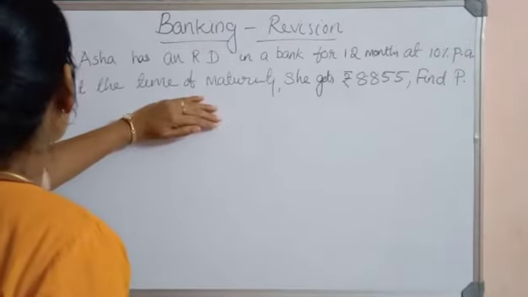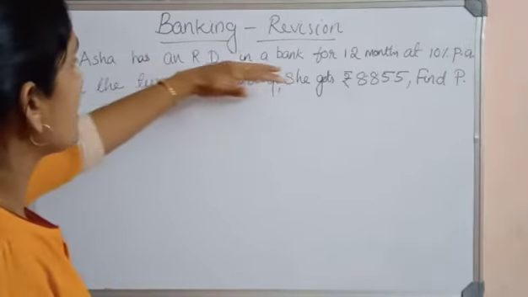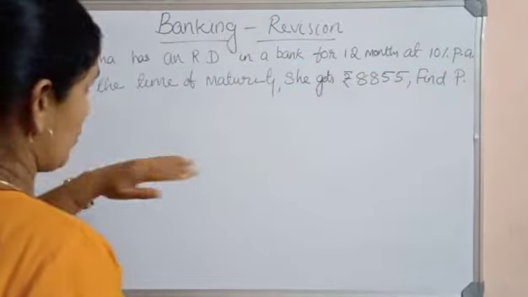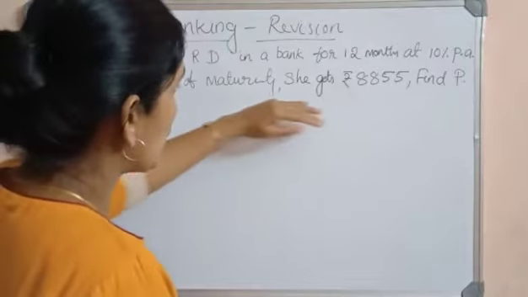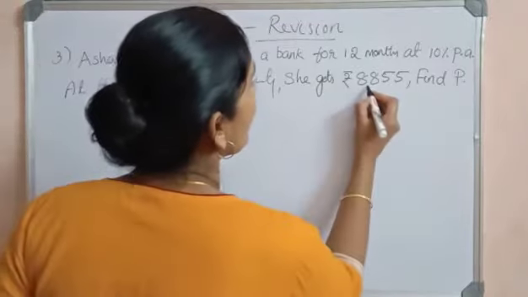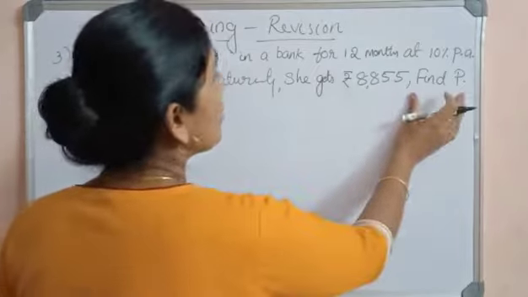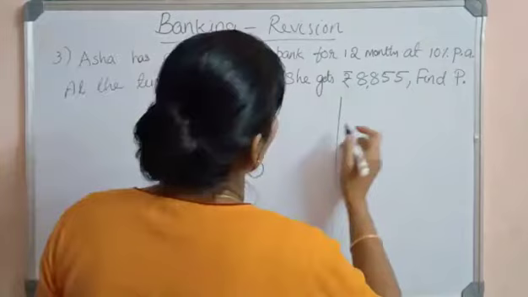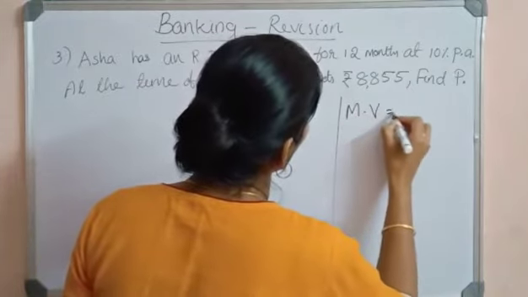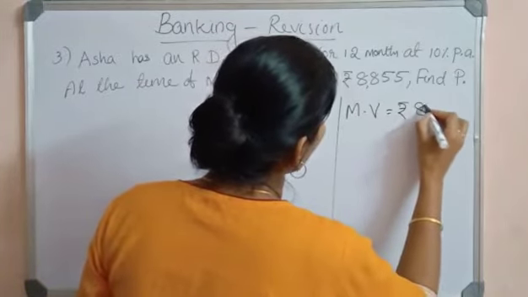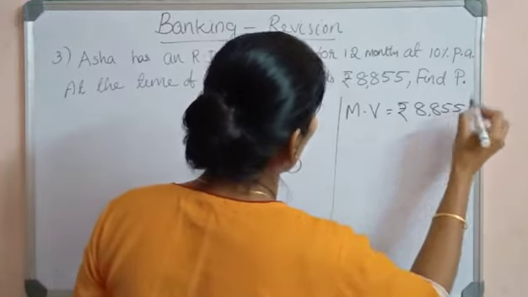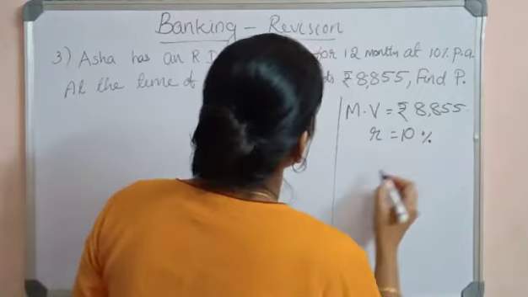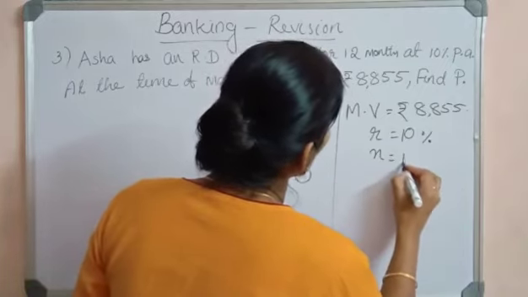Look at the next question. Here, Asha has an RD in a bank for 12 months at 10% per annum rate of interest, and at the time of maturity she gets rupees 8,855. Find the monthly installment, or find P. First, let's write off all the data. Our maturity value is rupees 8,855. Rate of interest is equal to 10%, and the time N is equal to 12 months.